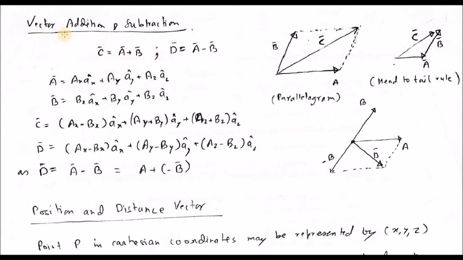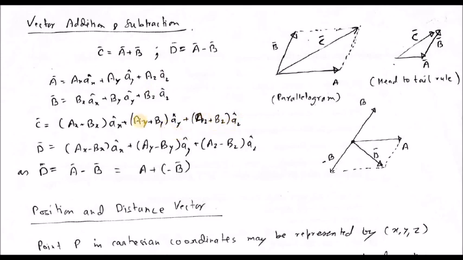So your next topic is vector addition and subtraction. Suppose we have two vectors A and B, and C is the sum of vectors A and B. Then we can calculate C using component-wise addition. We add the x components together, y components together and z components together. So it will be (Ax plus Bx) ax plus (Ay plus By) ay plus (Az plus Bz) az.